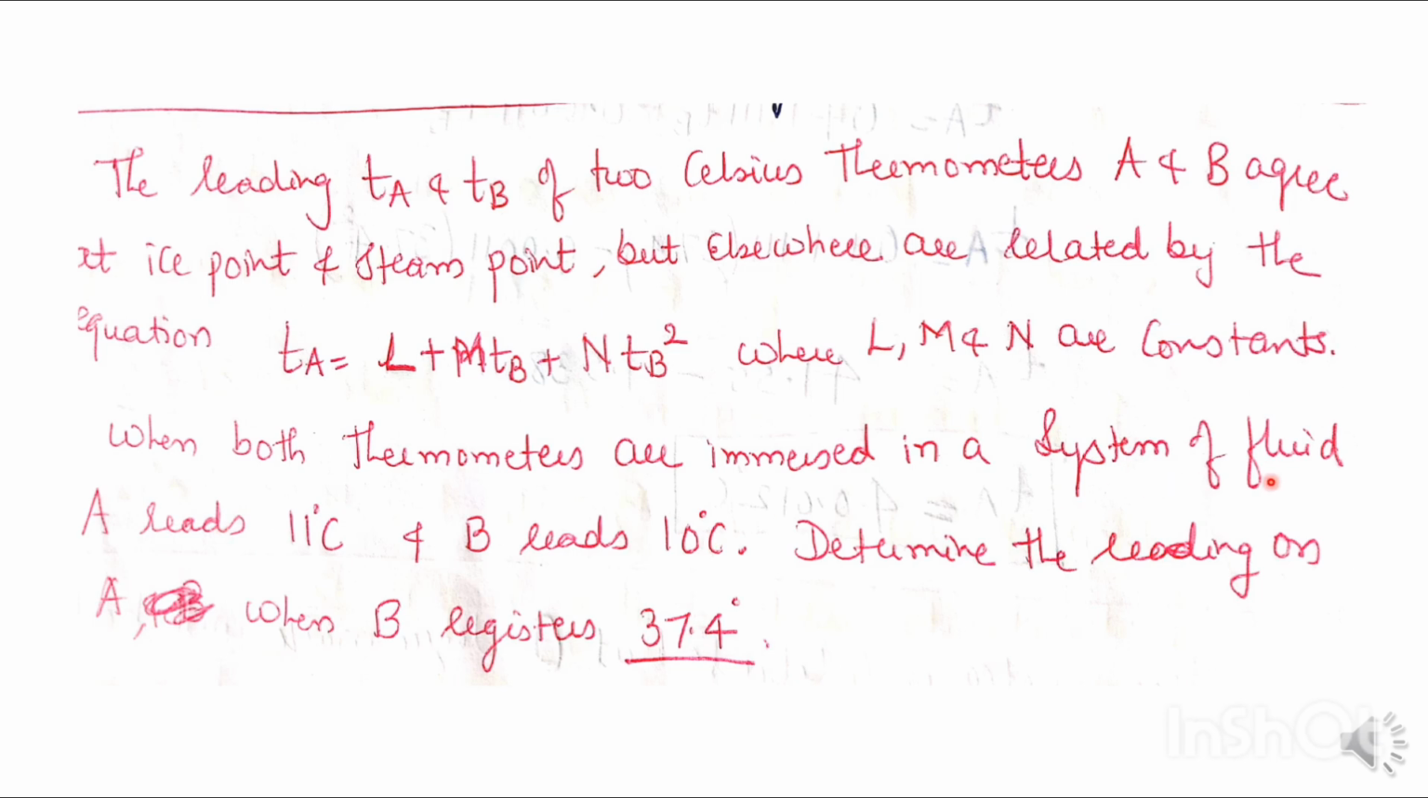Both are immersed in a system of fluid. At that time, A reads L1 degrees and B reads 10 degrees. We are asked to determine the reading on thermometer A when thermometer B registers 37.4 degrees Celsius. Already it is told that both thermometers agree at the ice point and steam point. So it is the Celsius thermometer, and we consider the ice point as 0 degrees Celsius and the steam point as 100 degrees Celsius. These thermometers are related by this equation. We'll see it in the problem.